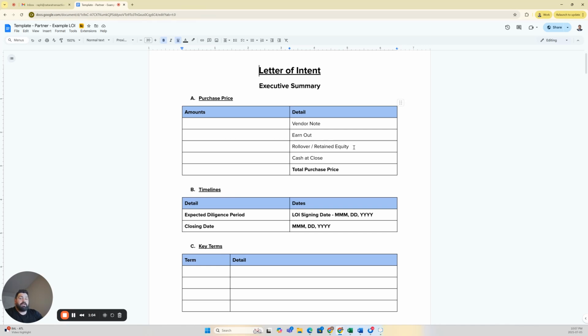Rollover or retained equity would be that you have to keep a certain percent of ownership in the business. It could either be preferred shares or common shares, whatever. But you're going to keep a percentage of the ownership in the business. And then cash at close is all the money I put in plus whatever I borrow. And that's the total purchase price.